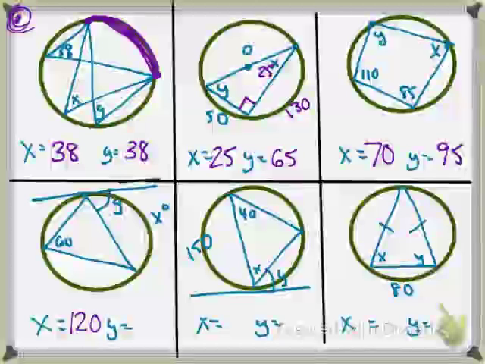Now, y is an angle that is created by a chord and a tangent. What is our rule for an angle created by a chord and a tangent? Half of the arc it cuts off. If an angle created by a chord and a tangent is half of the arc that's cut off, so what will y be? 60, half of that arc of 120.